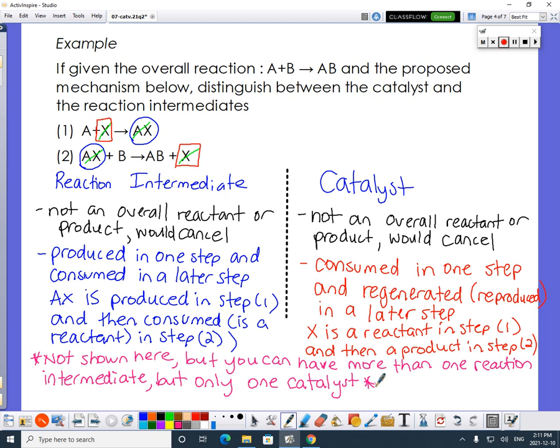And then one more thing too. If you've ever looked at a reaction and there's something written over top of the arrow, trying to indicate it's not an overall product or reactant, then that's how we actually include a catalyst in the representation of the reaction.